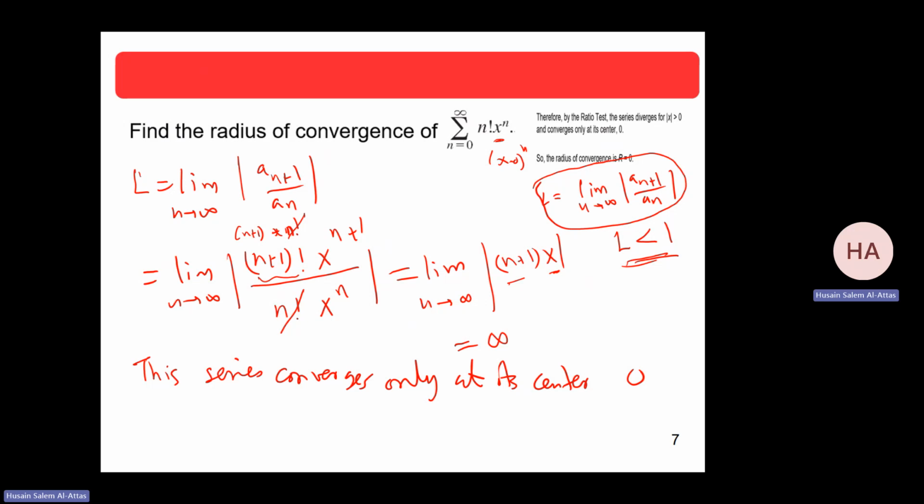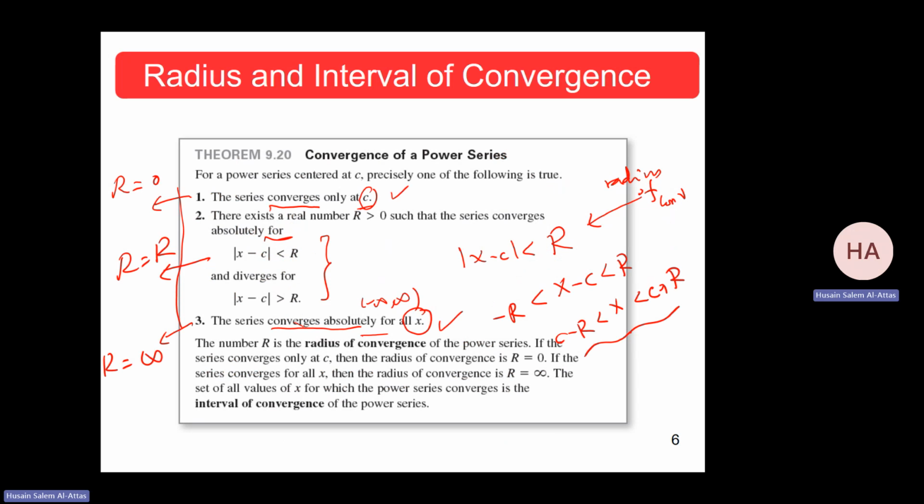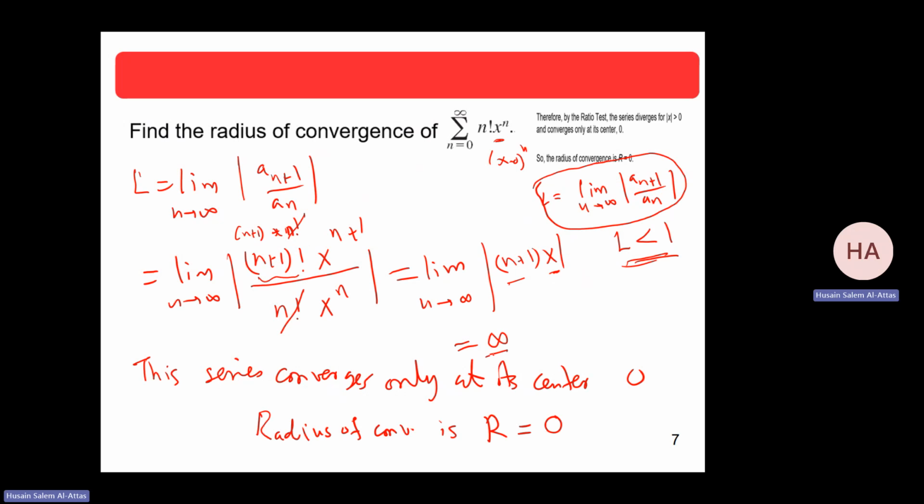And so what is the radius? What is its radius of convergence? R equals 0, which is the first case, because this infinity is always greater than 1. Okay.